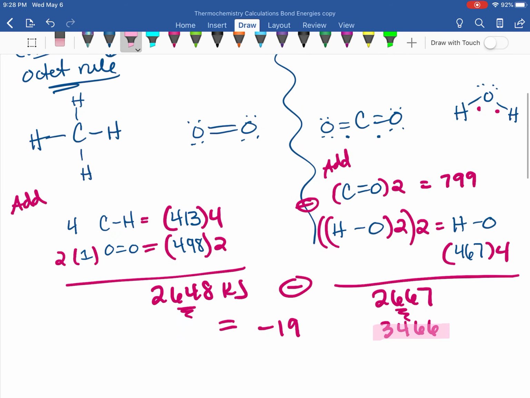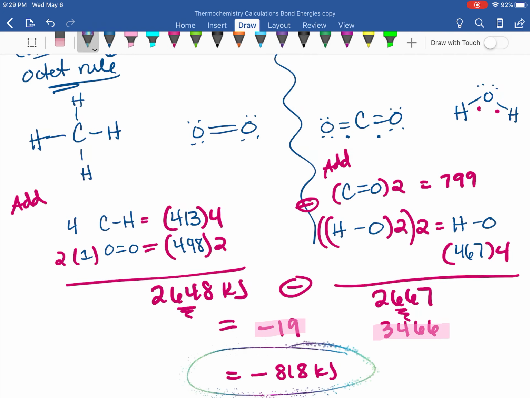So let's find out. And this is how we're going to double check, because 19 is nowhere near what we calculated from the other table. So let's now subtract 2648 minus our 3466. Oh, shut the front door. There it is. Now we get a negative 818, which is very close to the first one. Put a sparkle pen around that.